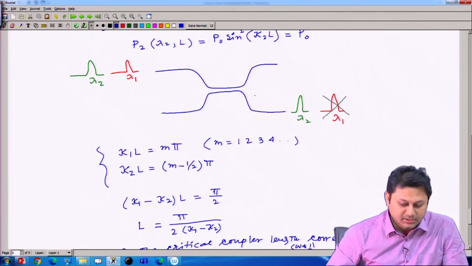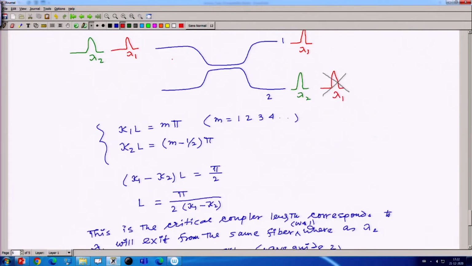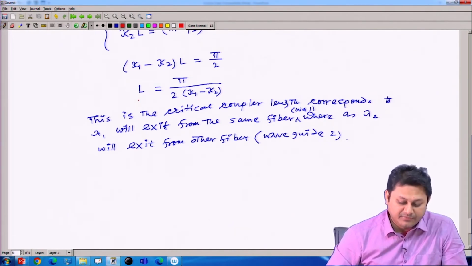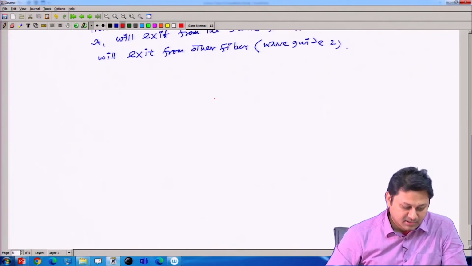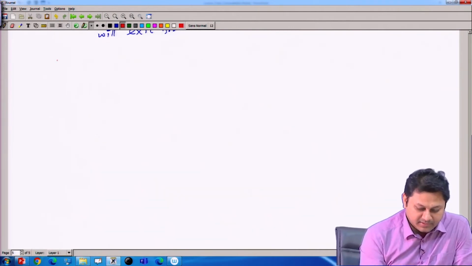So, I already drew that this is waveguide 1 and this is waveguide 2. So, lambda 1 is going to come here and lambda 2 will be here, where there is no lambda 1 in waveguide 2. So, I just put this condition, and after putting this condition I can have the length L equal to pi divided by 2 multiplied by (kappa 1 minus kappa 2). This is the critical length at which this condition may happen. So, we quickly write down the example. So, one example.